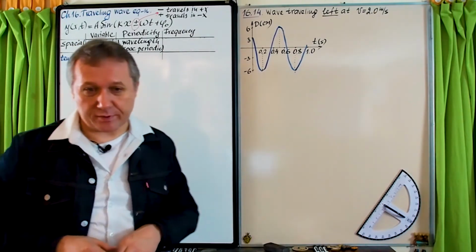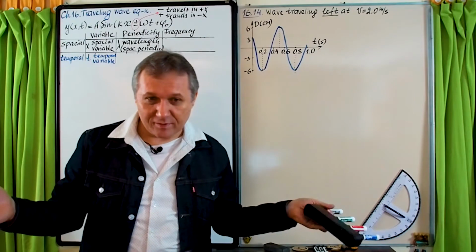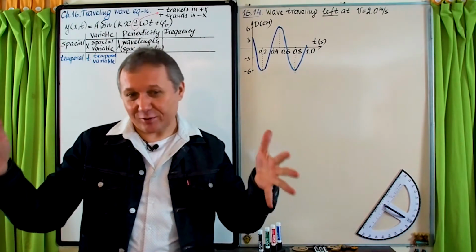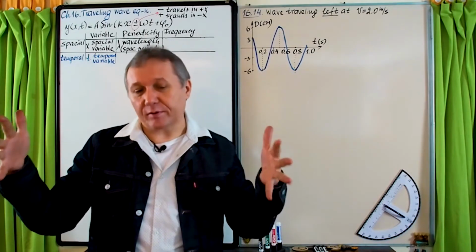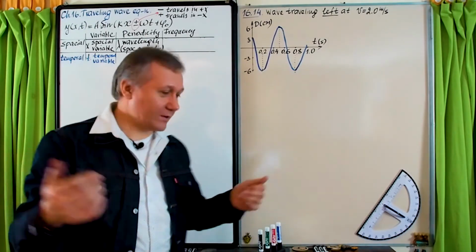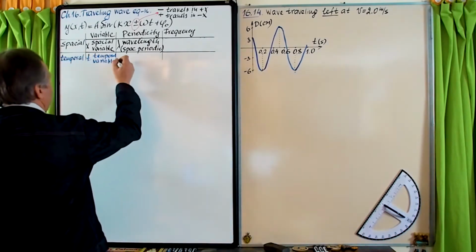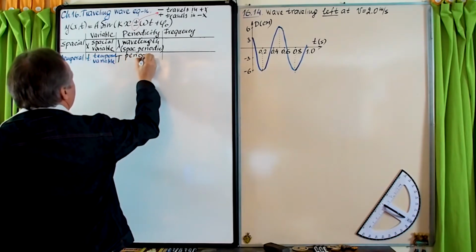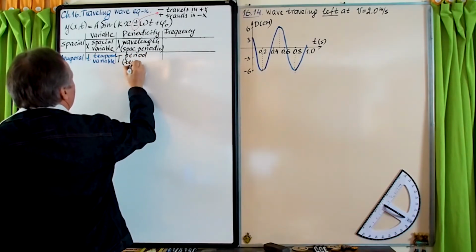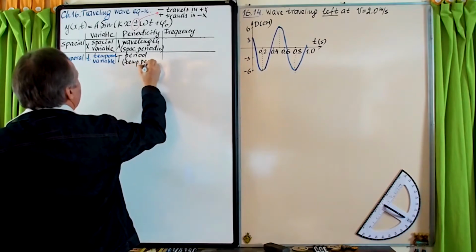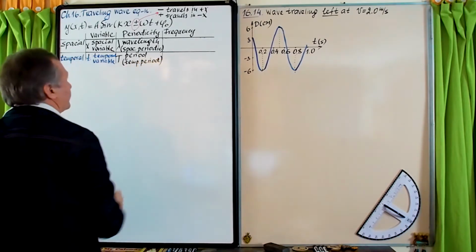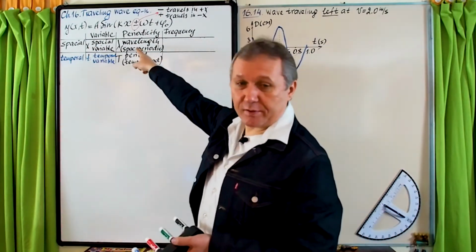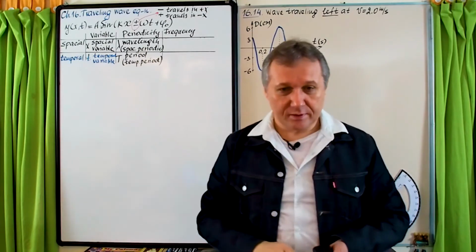Next, temporal periodicity. Period. What is period? Period is a stretch of time over which the wave reproduces itself, right? Okay, so now we can write T. The name is just period, and the meaning is temporal periodicity. So again, lambda describes periodicity in space. T describes periodicity in time.